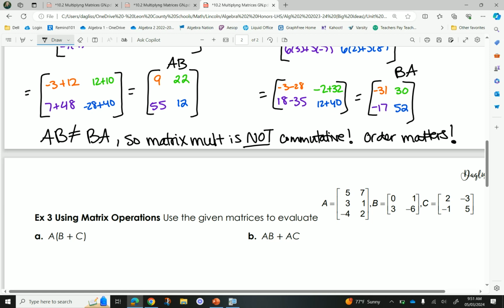What is the dimensions of matrix A? 3 by 2. And what are the dimensions of B and C? They are both 2 by 2s. So can I add B and C together? Yes. And then could I multiply that with matrix A? Yes. Our dimensions are good to go.